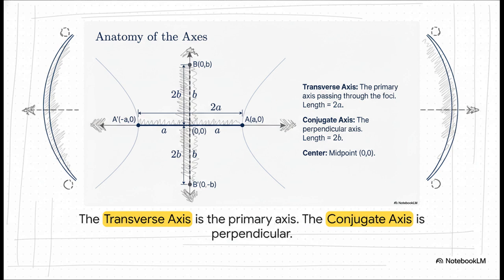So let's start with the skeleton of this thing, its axes. The big one, the main one, is called the transverse axis. See how it slices right through the middle, connecting the foci and the vertices? And its length? Well, that's our old friend 2a. Then, running perpendicular to that, you've got the conjugate axis, and its length is 2b. These two axes are like the scaffolding that the whole hyperbola is built on.